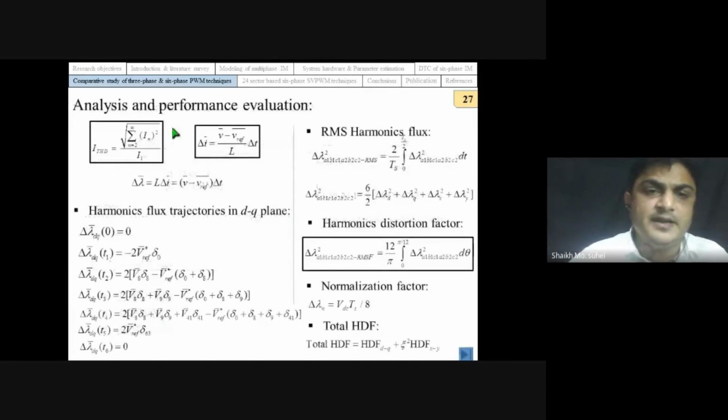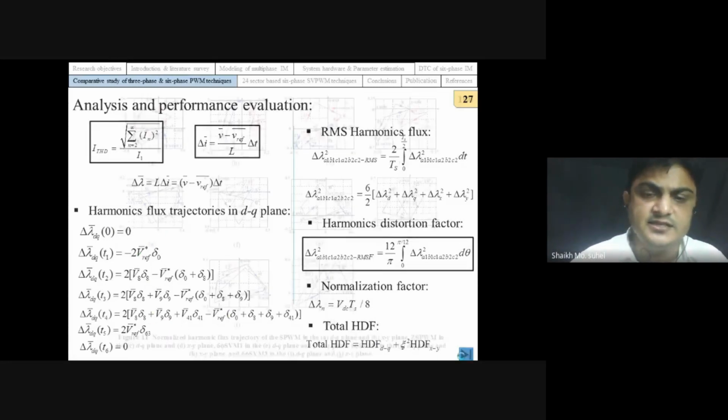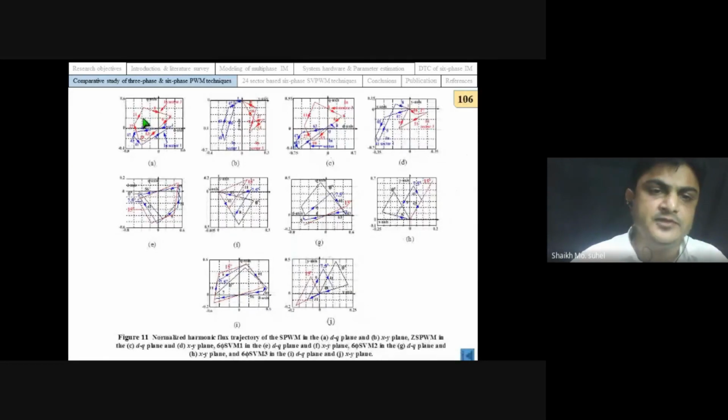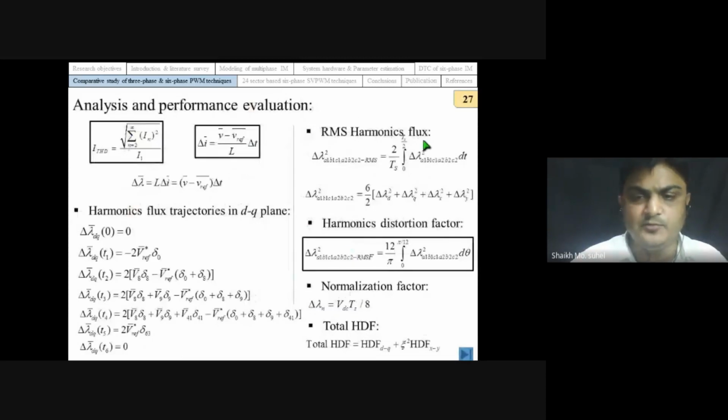Our performance parameter is mainly the stator current ripple. To measure the stator current ripple, initially we want to calculate the harmonic flux trajectories. These are the equations that we use to calculate the harmonic flux trajectories. When we calculate them, these are the resulting harmonic flux trajectories that we integrate. Then we get the RMS value of the harmonic flux, and finally we get our harmonic distortion factor. This is a very important factor, the harmonic distortion factor, which is a measure of stator current ripple.